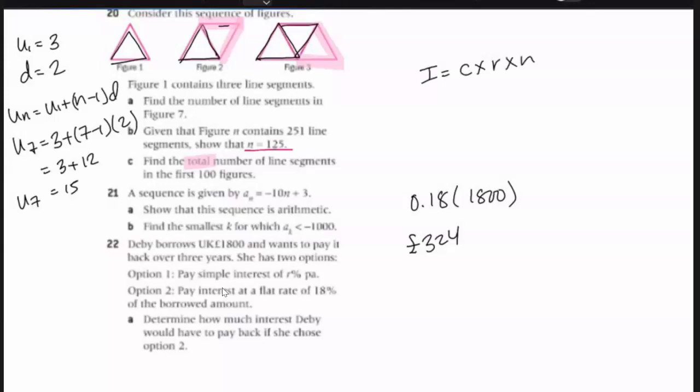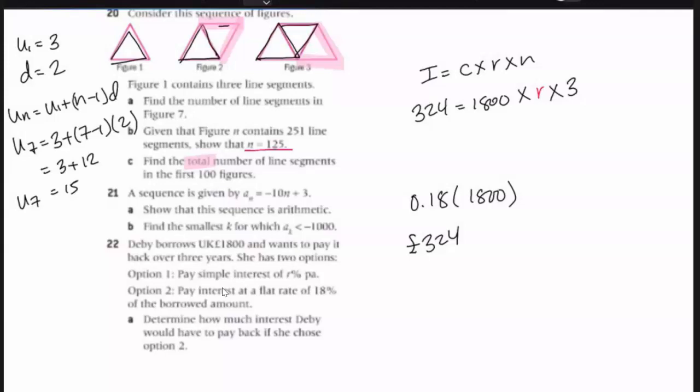My interest I want to pay back is the 324. So we want to figure out what rate will give me that. My capital, or my principal, or my starting amount, is still the 1800. You don't know R, that's what you want to solve for. You want to figure out what rate will make this true. And she wants to pay it back over 3 years, so times 3. And then we just solve it.